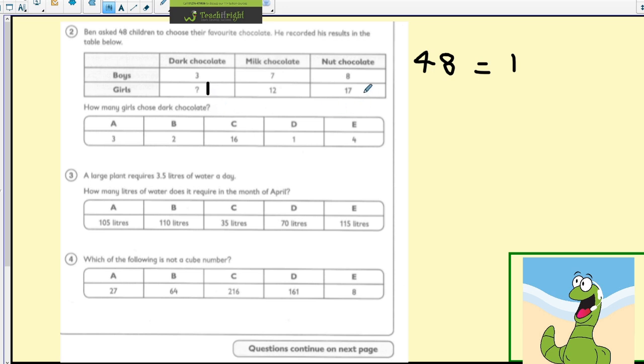girl. And again, the way to work it out: 48, start taking away. I take away the 8 first, that leaves 40, then maybe take away the 17, then the 2, then the 7, then the 3, to end up with one girl choosing dark chocolate. So the answer is D.